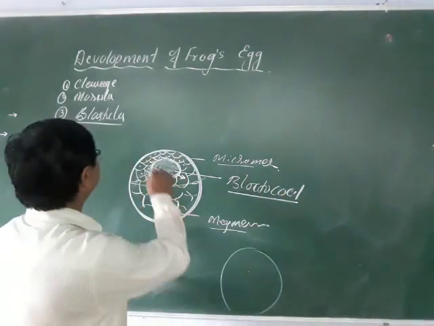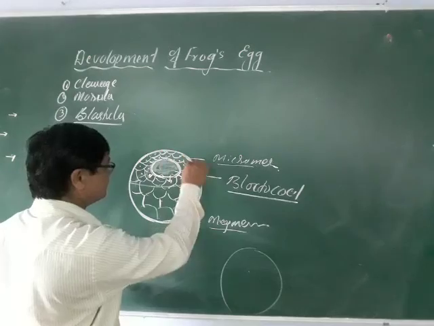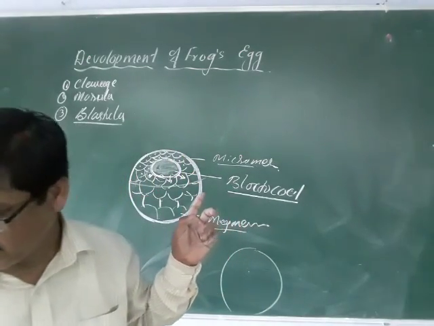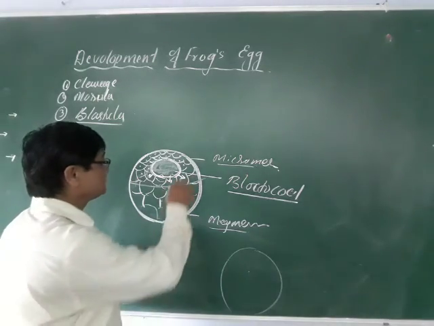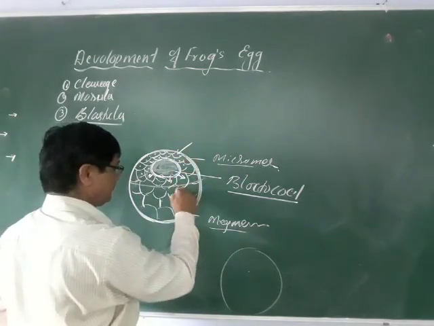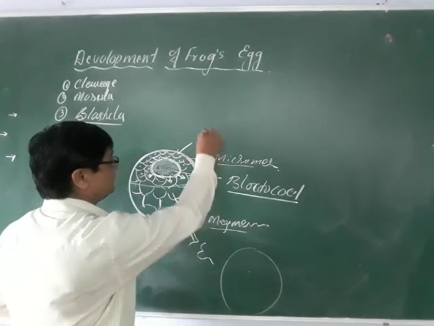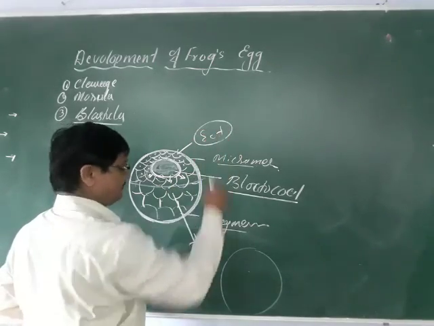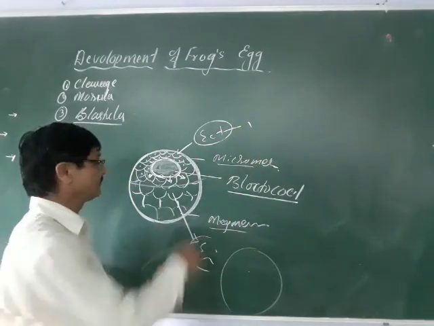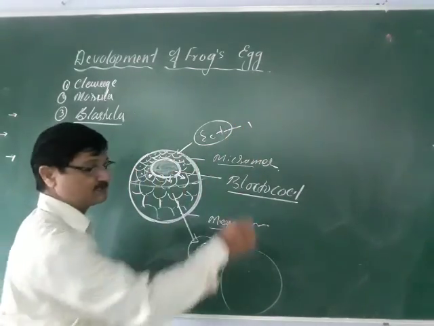So here, what is the blastula? Blastula is the third stage of the embryonic development of frog's egg, and consists of two layers. The outer cells are called the ectoderm, and the inner cells are called the endoderm. So these are the ectoderm and the endoderm. These are the two layers, along with a cavity called the blastocele.